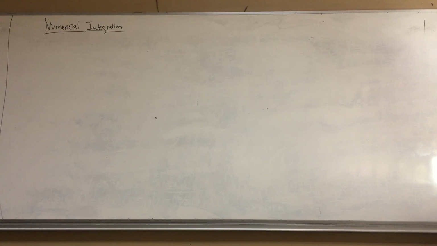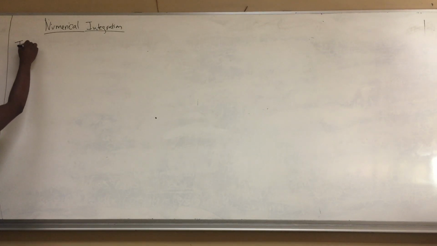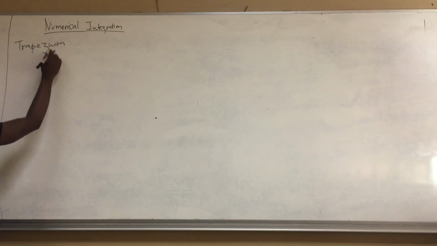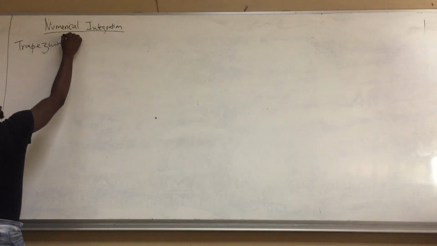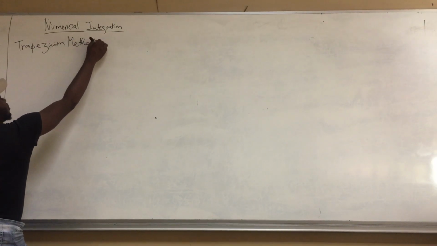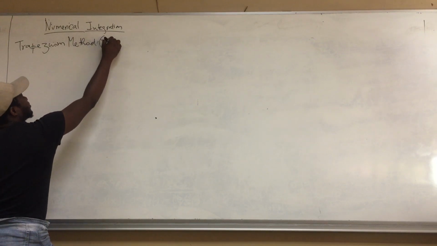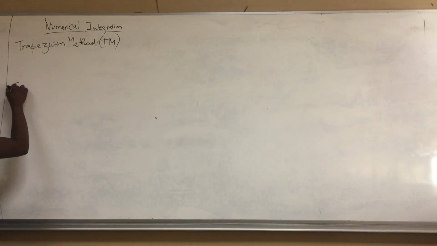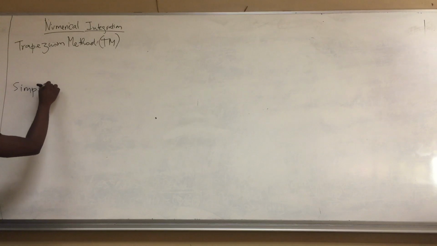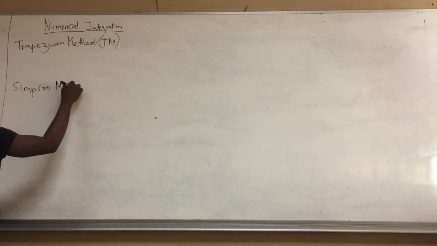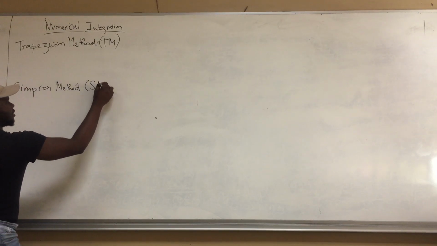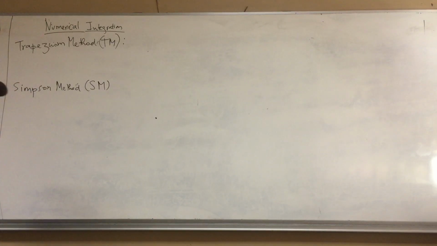Today we're going to do numerical integration. We have two methods. Method number one is called the trapezium method, which we're going to call TM. And the second one is called the Simpson method, which we're going to call SM.